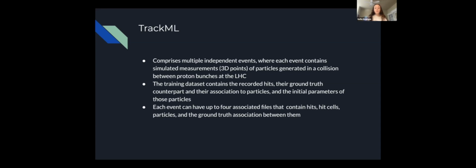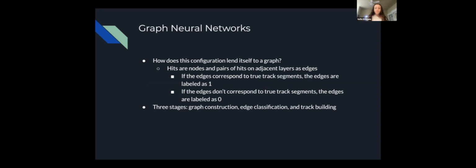TrackML also comprises multiple independent events where each event contains simulated measurements of particles generated in a collision between proton bunches at the LHC. The training data set contains the recorded hits, their ground truth counterpart, their association to particles and the initial parameters of these particles. Each event can have up to 4 associated files, such as hit truth and event truth, that contain hits, hit cells, particles, and the ground truth associated between them.